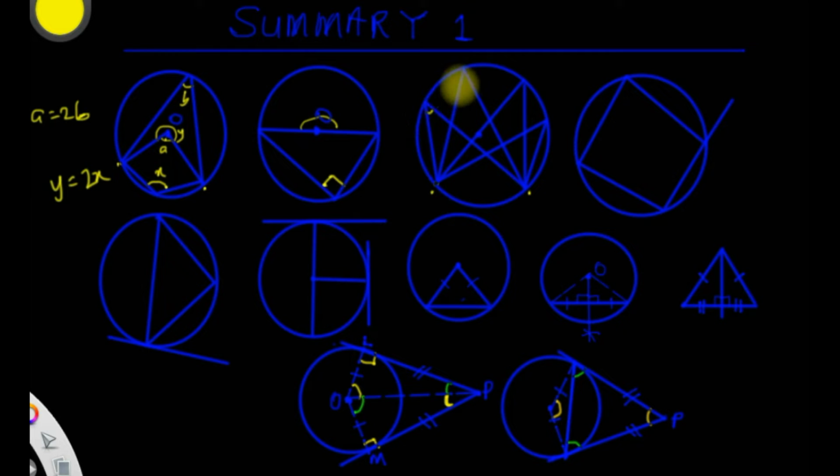So this angle is equal to this, and equal to this, and equal to this, and equal to this. All these four angles are equal. So this is the third theorem. The fourth theorem also, what is the fourth theorem?